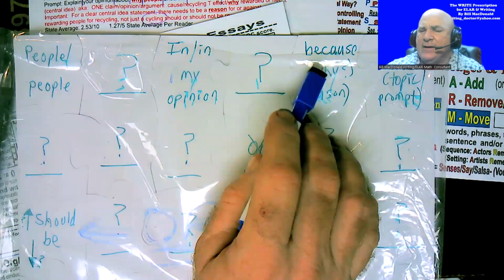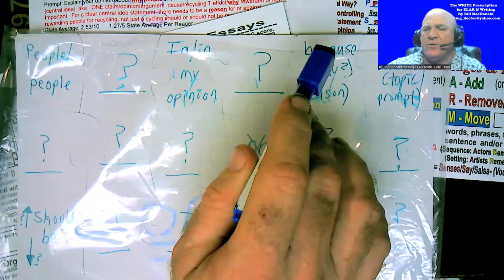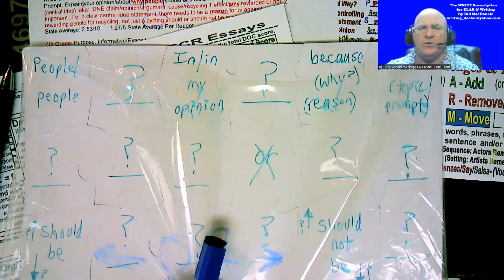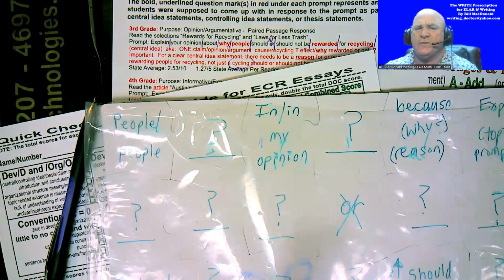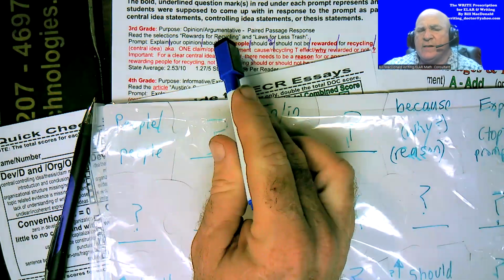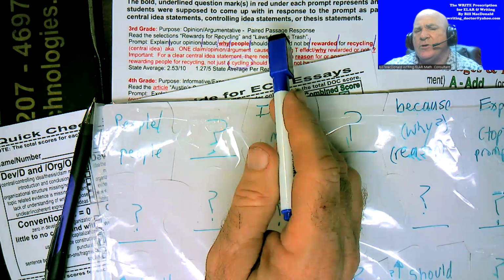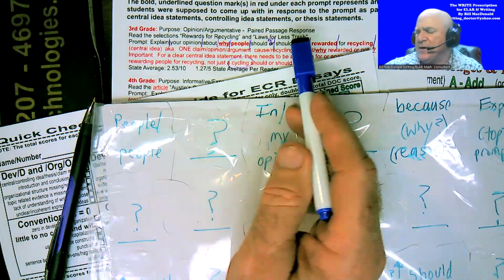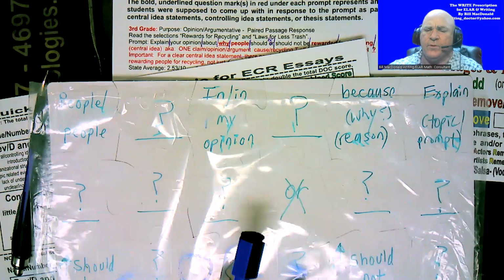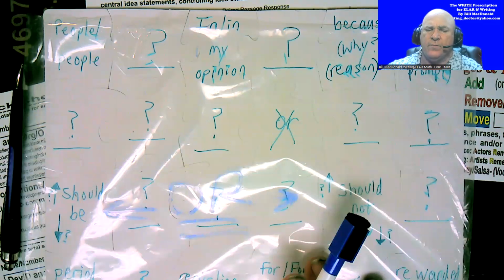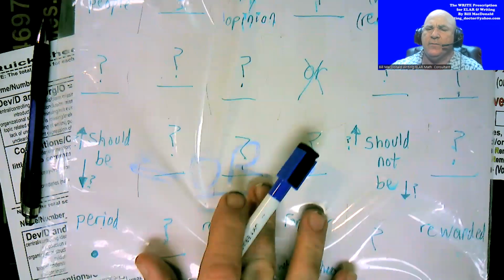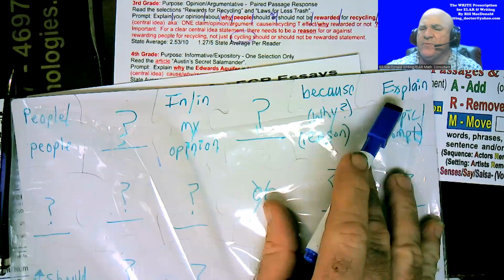because, and the idea I told you had to be based on evidence. Your students had to go into either the section, as you can see up here in third grade, rewards for recycling, something that said that rewarding people for recycling was going to be a good thing, or they had to go to laws for less trash and they had to say the opposite. People, in my opinion, should not be rewarded for or when they're recycling. And then we saved that puzzle piece for last.